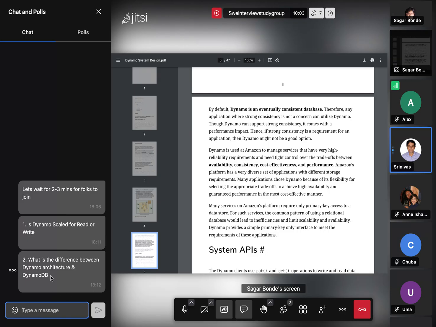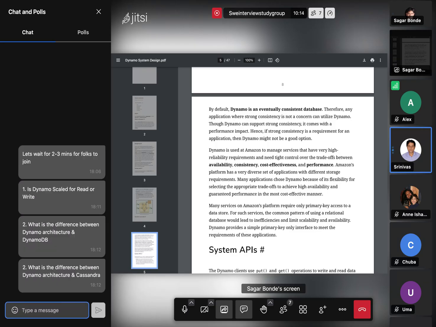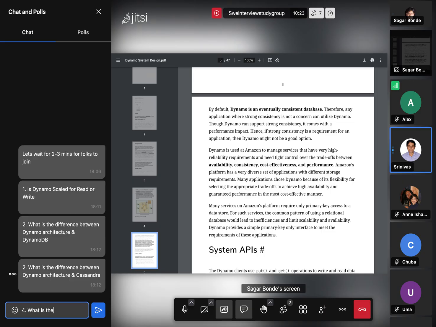The other question that we have is the difference between Dynamo versus Cassandra. Cassandra is wide column based, but what I read is it's not row based query; it's column based query. The other thing: is Dynamo the best for reads or writes? That's the question we had.